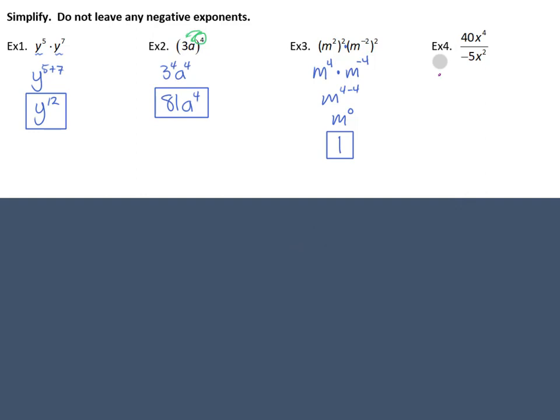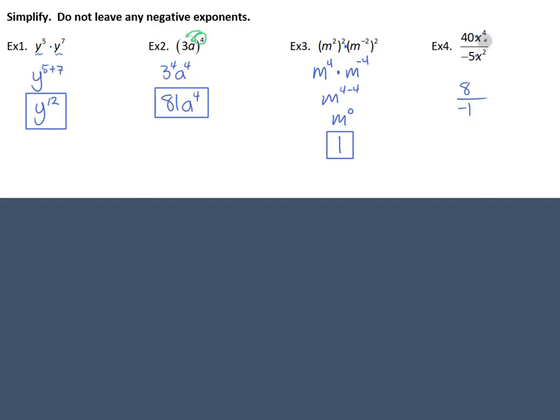Okay, let's try example 4. Now I see we have a fraction. We've got some multiplying going on in the top and bottom, but we can first try to simplify the numeric part of our fraction, or the numbers. So 40 and 5 both have a divisor of 5. So if we divide top and bottom by 5, we get 8 and negative 1.